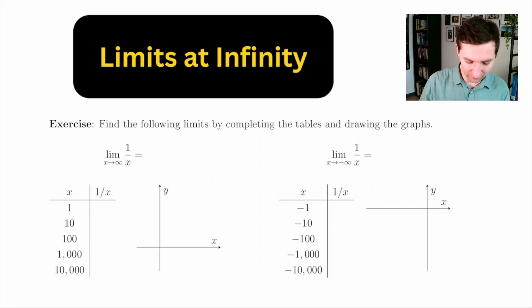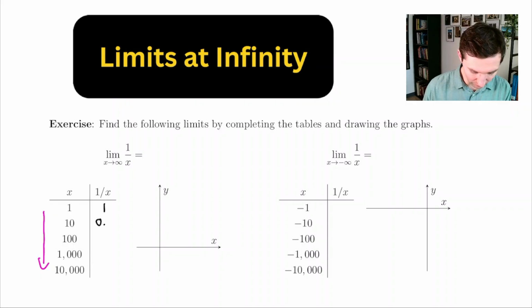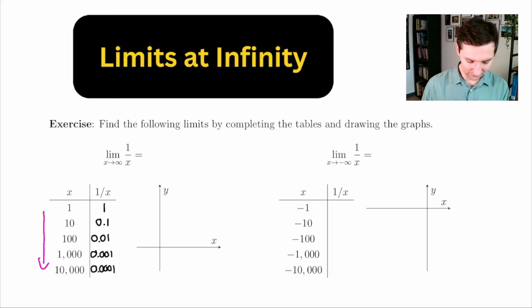In the first table, the inputs tend toward infinity. What happens to the outputs? When you plug in 1, you get 1. When you plug in 10, you get 0.1. Then you get 0.01, 0.001, and 0.0001. The outputs tend toward 0.